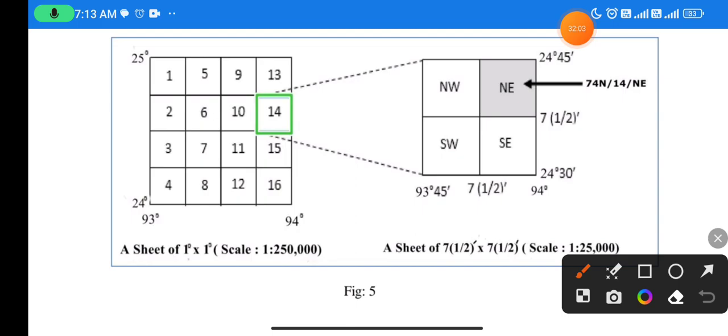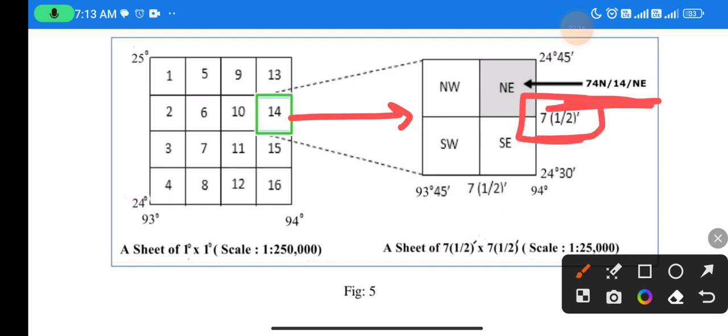Okay, let's consider this 14 divided into 4 parts, as I just showed you. So the name is becoming like this, 74n by 14 divided by ne. Okay, this is now 7.5 minute. Now this was the scale of 1 is to 25,000. Yes, so 1 is to 25,000. Now 2,50,000 is getting divided into 2 parts, not 4. Okay, 2,50,000 is divided into 2.